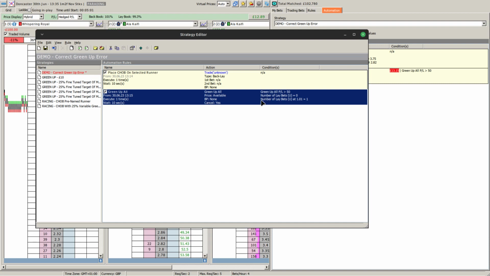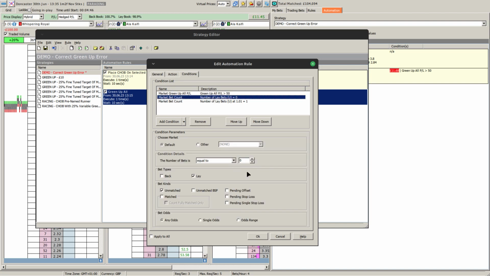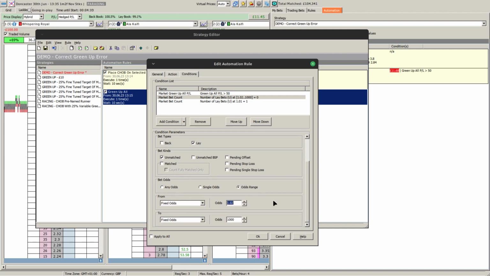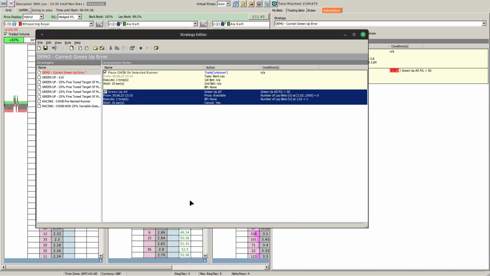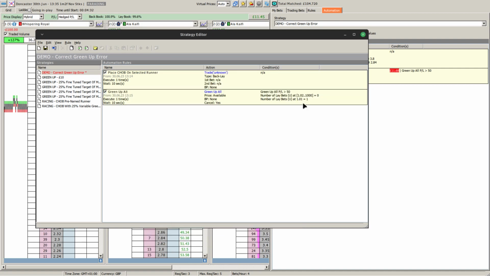The trouble with doing that, of course, is that because we need that control bet in the market, this is actually going to get rid of it. So where we have number of lay bets equal to 0, we can actually change that and specify an odds range. So we want it from 1.02 up to 1,000. Now we have the control bet still in place. That's all hunky-dory. But we have no other lay bets. So as long as there are no other lay bets in the market above 1.01, the green up all will fire. If there is another lay bet in there, it won't fire until such time as it's cleared, in this case by the offset from the CHOB trade.